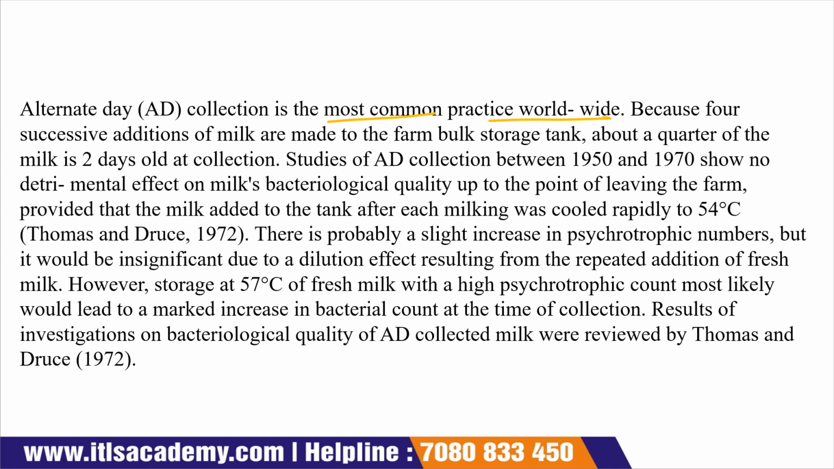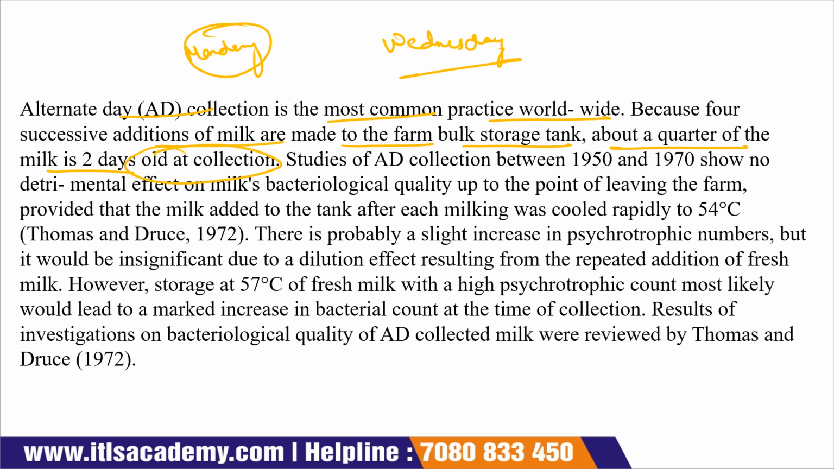Okay, suppose that if a dairy industry collects milk on Monday, then they will collect the next milk on Wednesday. Okay, so this is called what? This is called alternate day collection, because four successive additions of milk are made to form the bulk storage tank. About a quarter of the milk is 2 days old at collection.